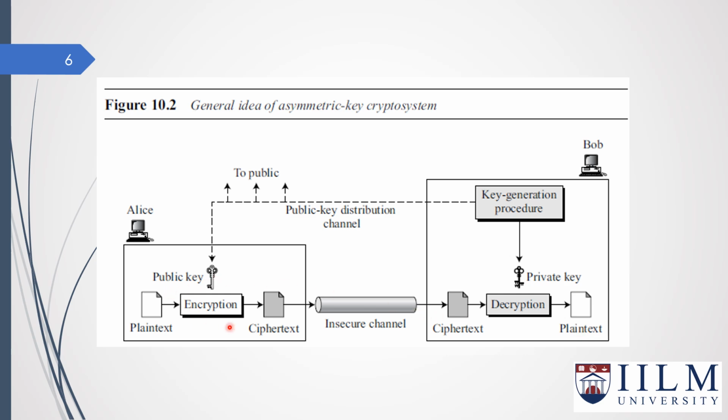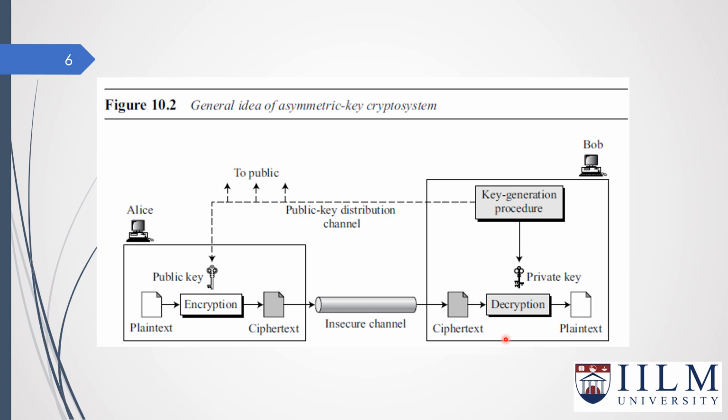Now this is one part, but how has this key been distributed to different users or to Bob? The private key reaches Bob through a private key distribution channel using a key generation procedure, and this key generation procedure provides an algorithm to create a private key for Bob. Due to this key generation procedure, Bob is able to create a key and able to read the message.